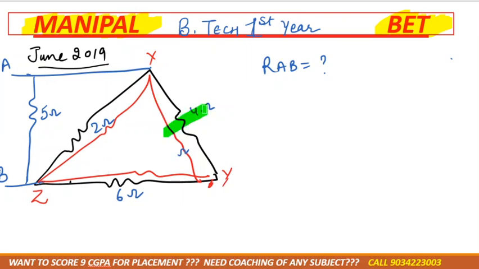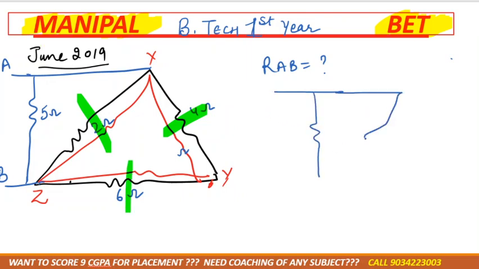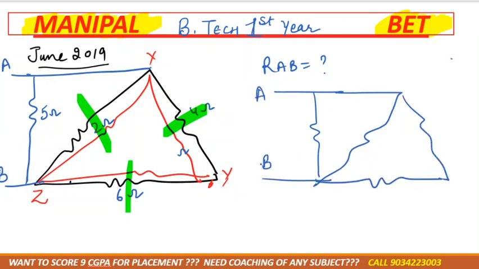Now you can see this resistance is in parallel, this one is in parallel, this one is in parallel, right? If I redraw the circuit, it looks like this. Now as you can see, these two resistances are in series, that would be combined in parallel with this one and then further solve it in parallel. This is how you can get your RAB.